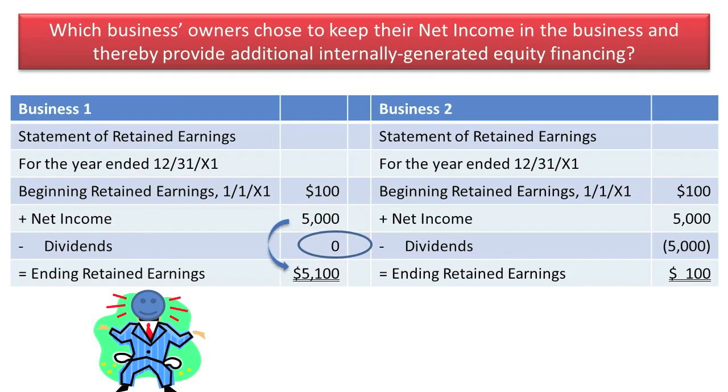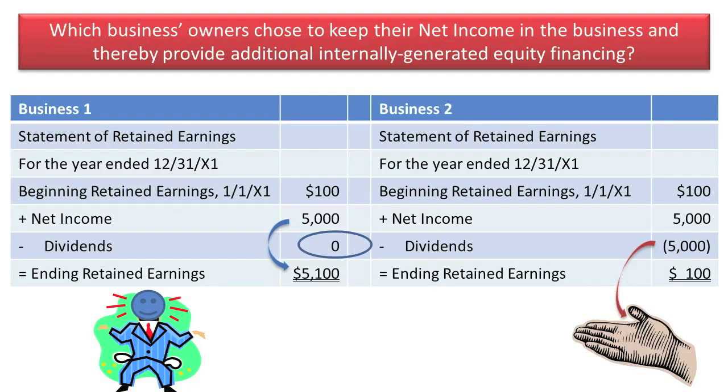As a result, Business 1's net assets and its retained earnings both increased by $5,000. On the other hand, the owners of Business 2 removed all of their current year profits by receiving a $5,000 dividend, thus reducing the amount of resources the business has available to survive and expand in the future.